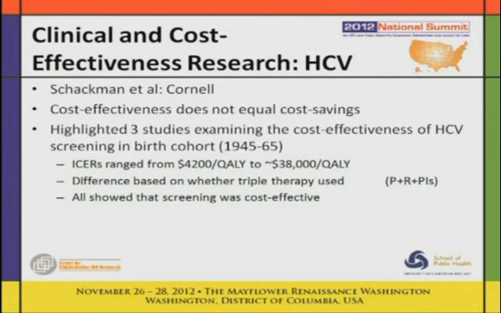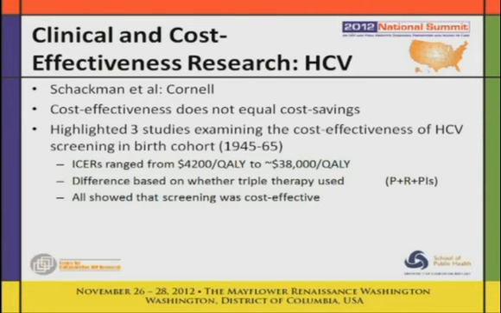Bruce Schackman from Cornell did a survey of the cost effectiveness literature in Hep C screening. He reminded us, as I will remind many also, that cost effectiveness does not mean cost saving, and that if we're going to be screening for hepatitis C, we can't expect to save money. In fact, we hope to spend money and improve people's lives in doing so.